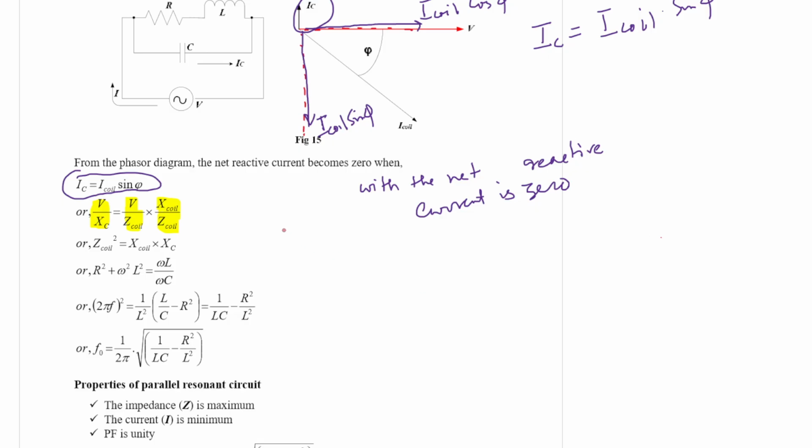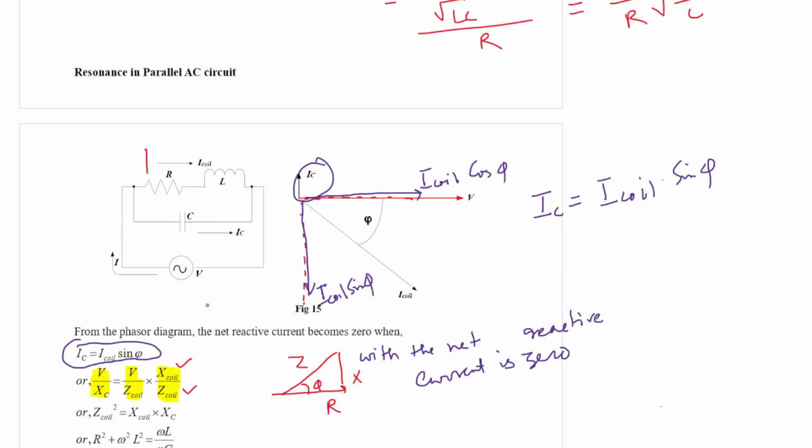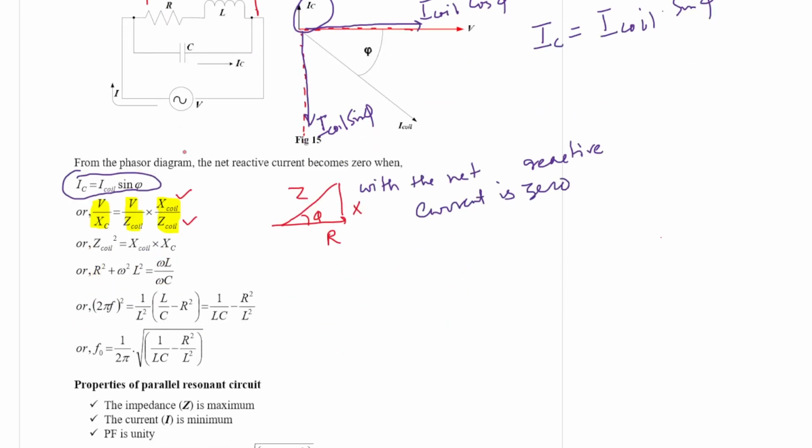So this is R, this is X, this is Z. This is phi. So sin phi is equal to X by Z. That is why it is X coil by Z coil. What is I coil? I coil is nothing but V by Z coil. If this impedance is Z coil, then V by I coil is equal to Z coil. So that is the result.